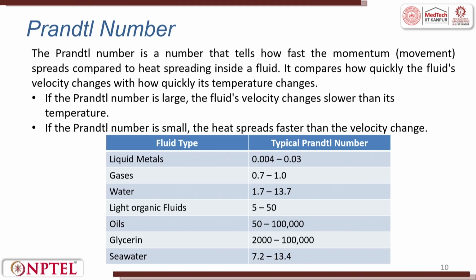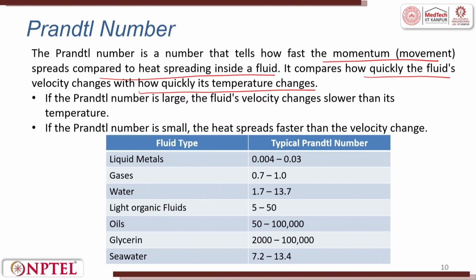Next is Prandtl number. Prandtl number is a number that tells you how fast the momentum, that is movement, spreads compared to the heat spreading inside a fluid. It compares how quickly the fluid's velocity changes with how quickly its temperature changes. When we talked about thermal science or thermodynamics, there also I talked about Prandtl number, but it also talked about the flow of the fluids. When we talk about the flow of the fluids and its relation to the temperature, then Prandtl number is more important.